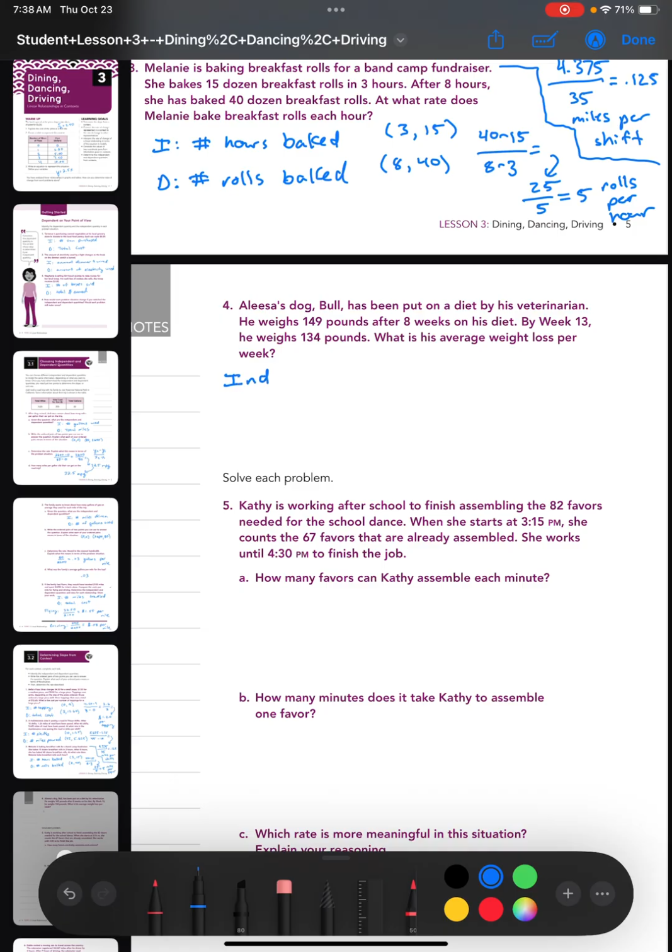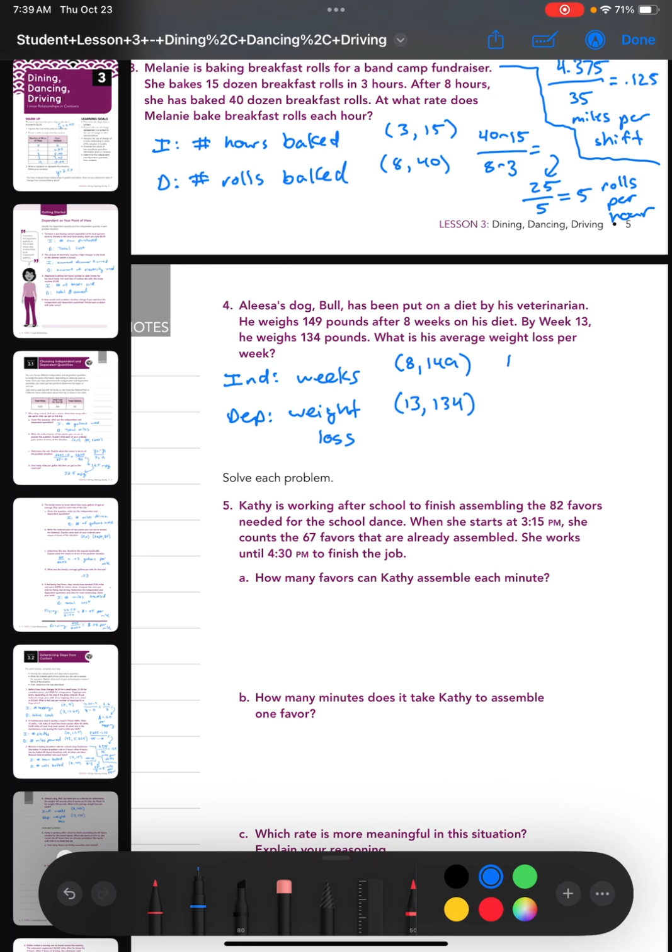So our independent variable, we need to know the number of weeks. Our dependent variable is his weight, or weight loss, you could say. Okay, again, they're giving us 2 points. We know after 8 weeks, he's at 149 pounds. And we know after 13 weeks, he's at 134 pounds.